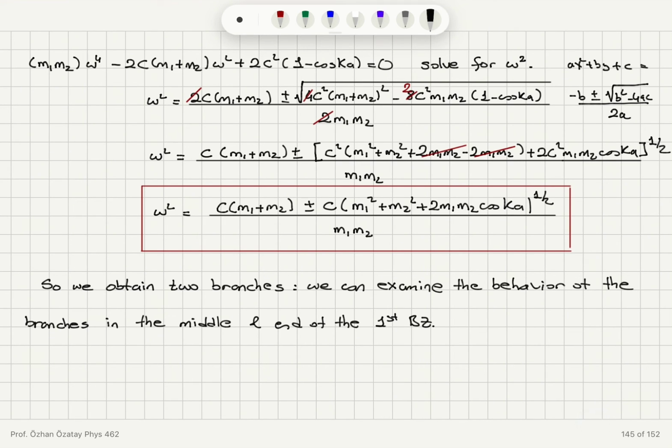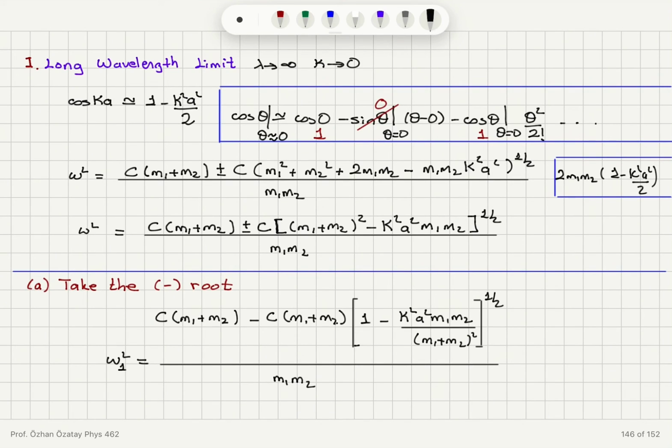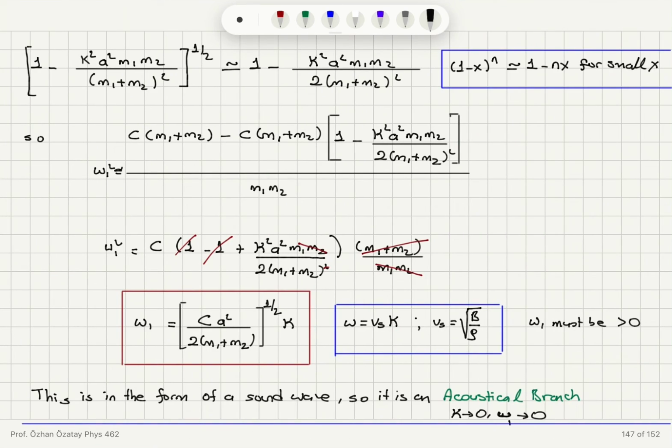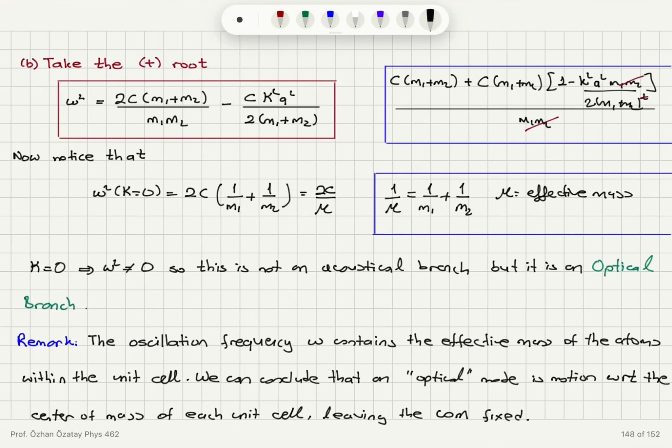So if we summarize, we have analyzed the solution for the one-dimensional lattice with a diatomic basis. We looked at the long wavelength limit and found that if we take the negative root, we get an acoustical branch. Omega is V times k, that is the dispersion relation, and this gives us, at k equals 0, omega equal to 0. And for the positive root, we obtain what is called an optical branch, which gives us omega equal to the square root of 2c over mu at this point.